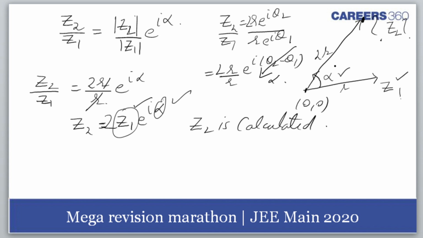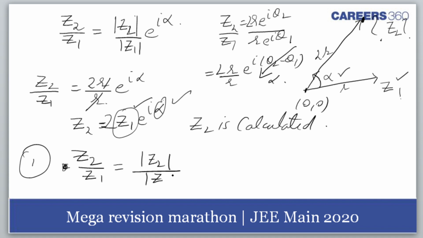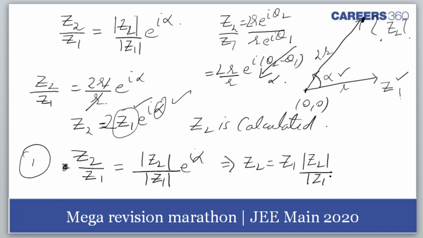Yes, r we are cancelling. Yes, good. So what is the formula? The formula is Z2, Koni's rotation method, formula number 1. Z2 by Z1 is mod of Z2 by mod of Z1 into e^(iα), where alpha is the angle between Z2 and Z1. So in other words, Z2 to be calculated is Z1 into mod Z2 by mod Z1 into e^(iα). Then a slight change will make you understand Koni's rotation method part 2.